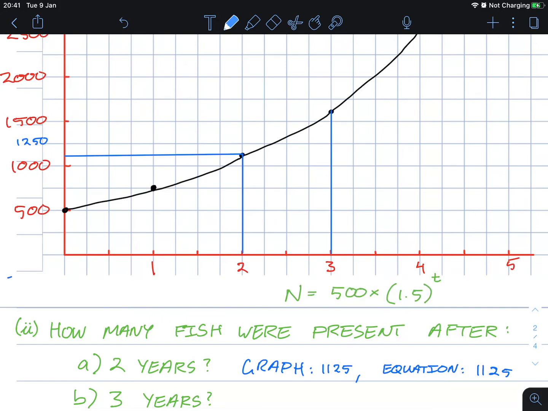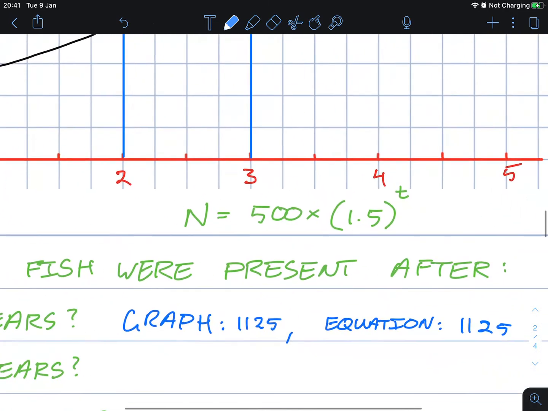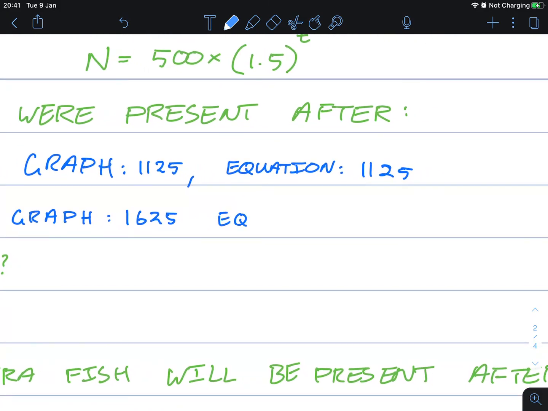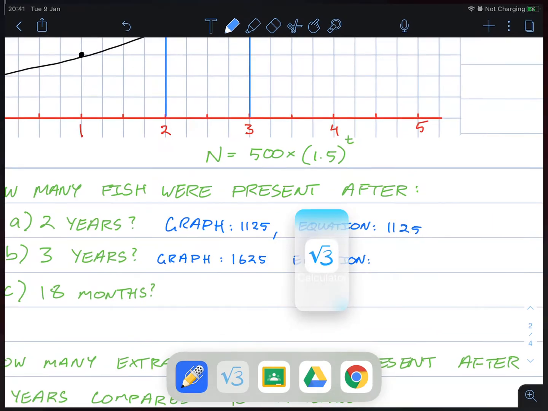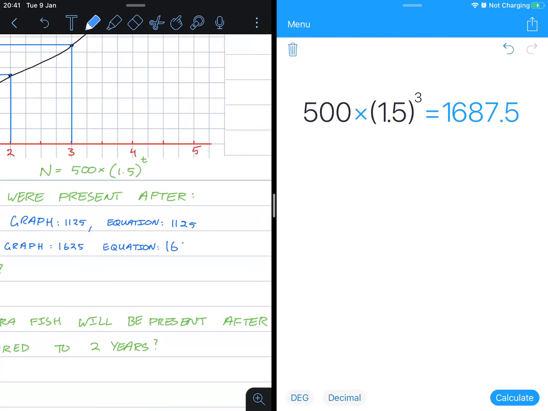Same deal, if we use the graph for 3 years, it would give us this number here, which is, at this point, I would approximate it to be, from the looks of that, halfway between 1,500 and 1,750. Halfway between there is 1,625. So using the graph, I'm getting 1,625. But according to the equation, if we substitute t equals 3 years into this equation, we get 500 times 1.5 to the power of 3, 1,687.5 exactly.